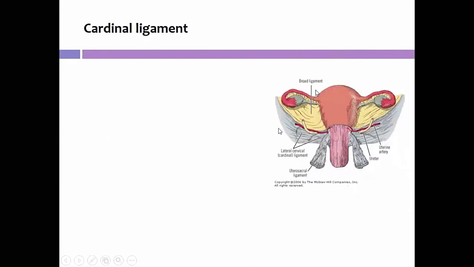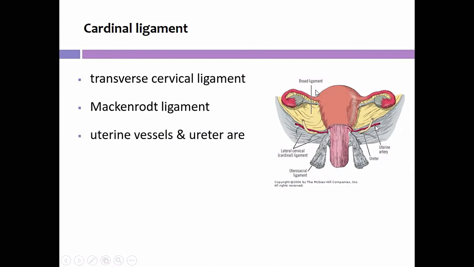Now, another ligament is the Cardinal Ligament or the McEnroe ligament. This is the transverse cervical ligament, which is found near the ureter. Again, this is a very strong ligament; in fact, this is considered the strongest ligamentous support of the uterus. Now, what is the significance? Because this is near the ureter.